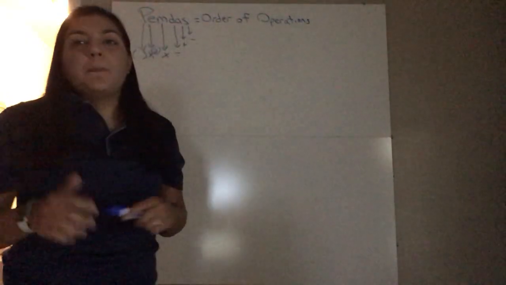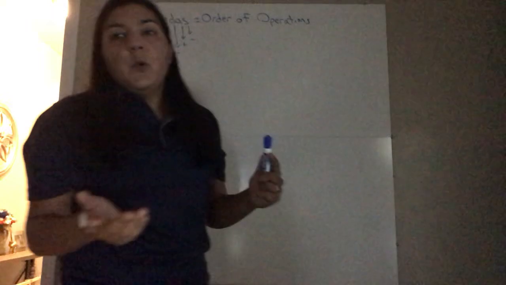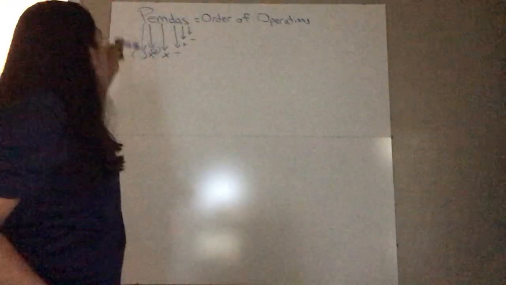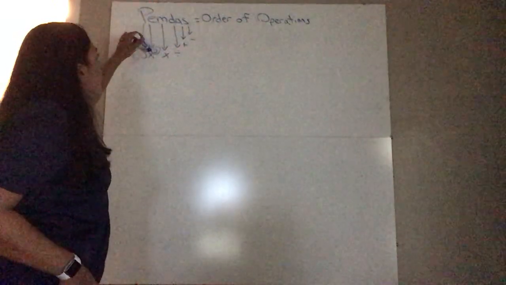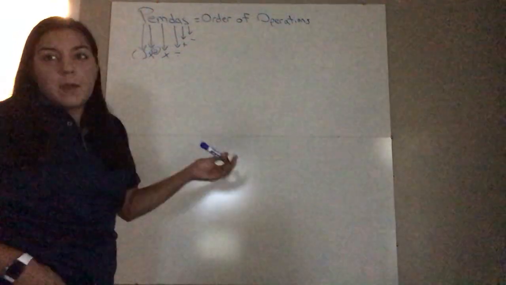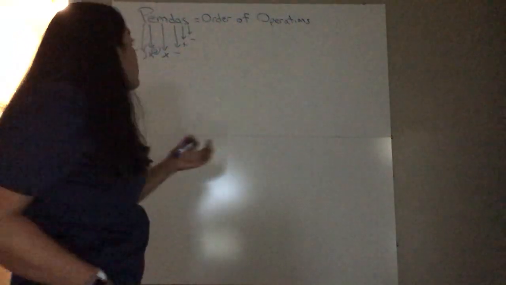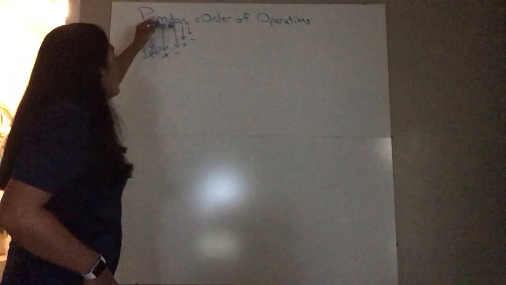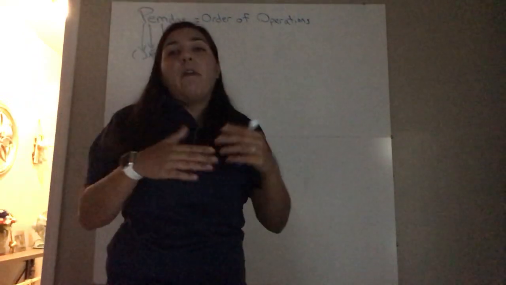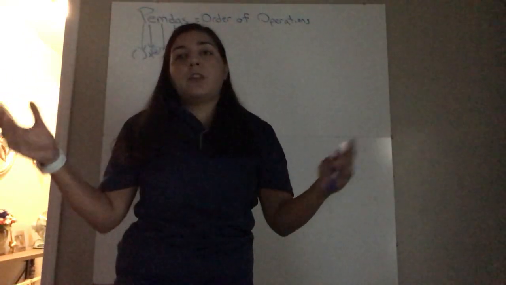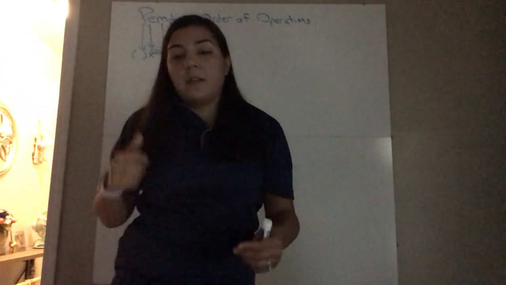Okay, so order of operations, we often think of this as PEMDAS. The P is for parentheses, E is for exponents, whether it's squared, cubed, or something else. M is for multiply, then divide, add, and then subtract. If you have a problem with lots of operations, follow through your PEMDAS, and I'm going to do a couple on the board.